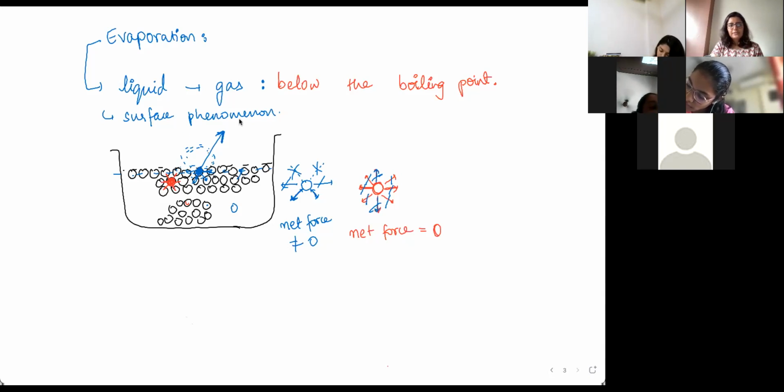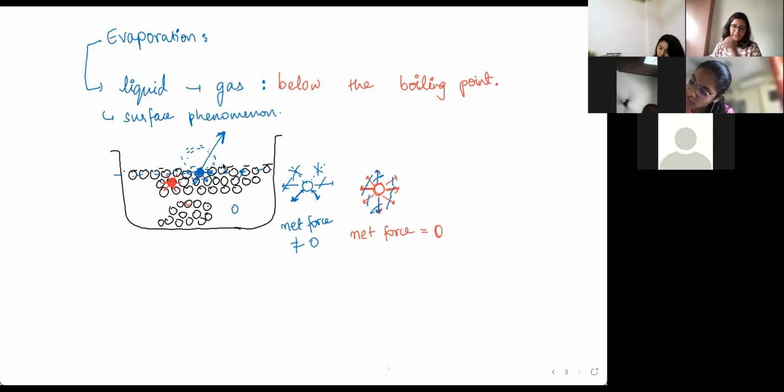Now, because it's a surface phenomenon, because अभी क्योंकि समझ में आ गया evaporation में क्या होता है, so we'll look at what affects evaporation, what increases, what decreases, all that stuff.